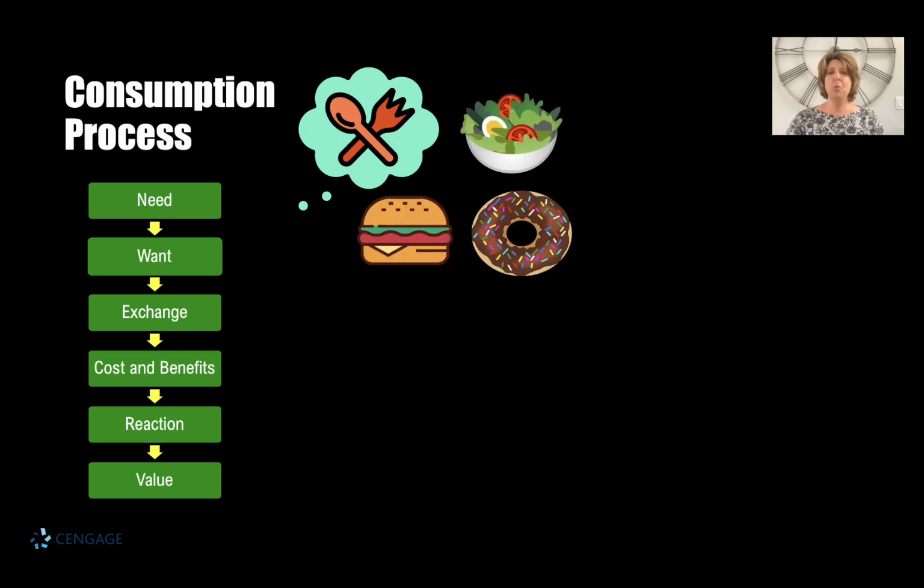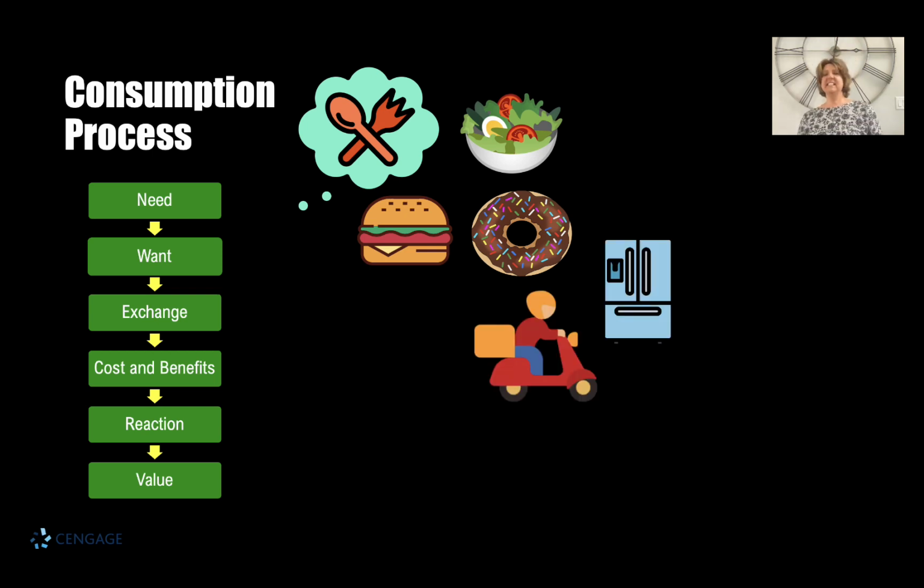But what do I want? That's a harder decision. Do I want something healthy? Do I want a burger? Or do I really want my go-to donut? Because I love a good donut. But of course, I don't eat donuts every day. So my need translates into a want. And then I think about, okay, I'm going to go for the salad because I'm a good girl.